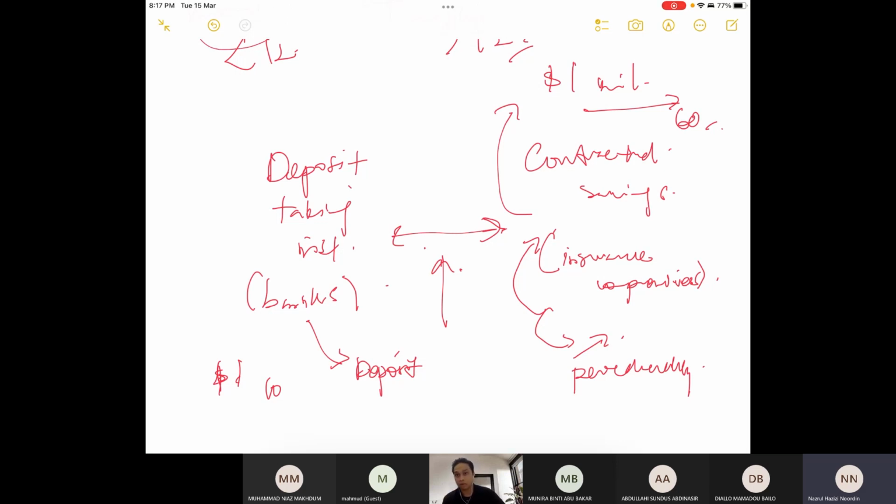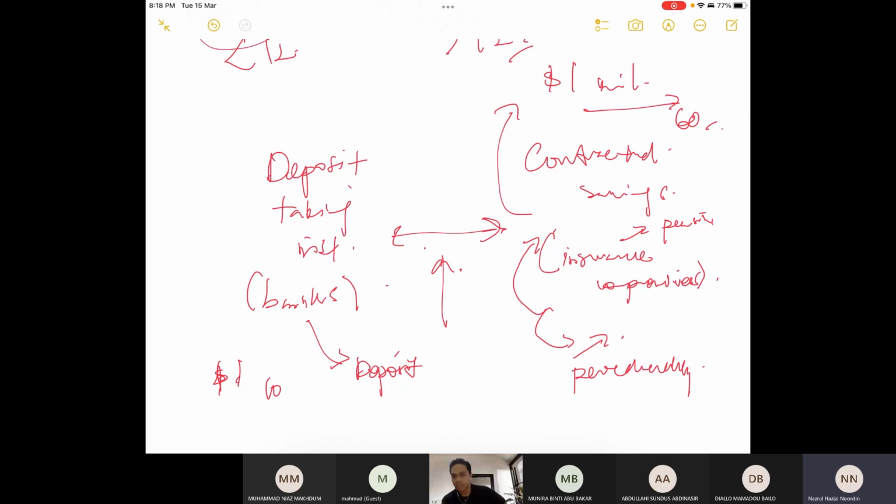Another type of contractual saving institution is the pension fund, right? So if you work in a government agency or in the government sector, you realize that every month your salary will be deducted for a certain amount of money, and this money will be saved or kept in your pension fund. Even if you work in the private sector, you have the EPF, the Employees Provident Fund, so that when you reach retirement, you will be able to cash out all your savings, right?